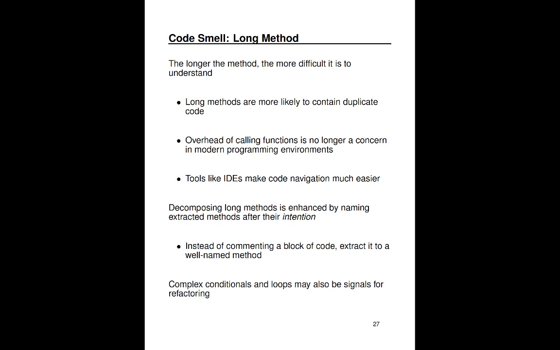Just like what we talked about in the extract method refactoring, when you've got a long method, you can extract methods from it, and if you name them after their intentions, all of a sudden the code becomes much more clear and easier to understand. So again, extract a block of code to a method with an effective name instead of writing a comment for it. Additionally, if you've got a piece of code that has really complex conditionals for its if statements or its loop terminators, that might be another signal that the code could be refactored.